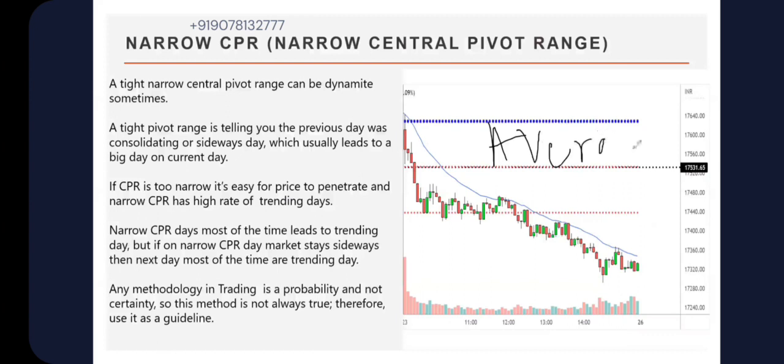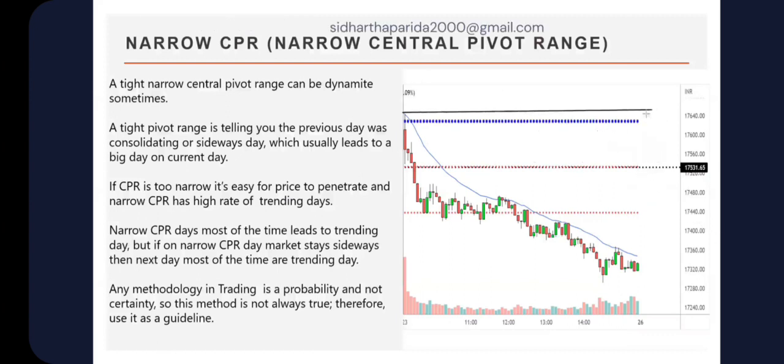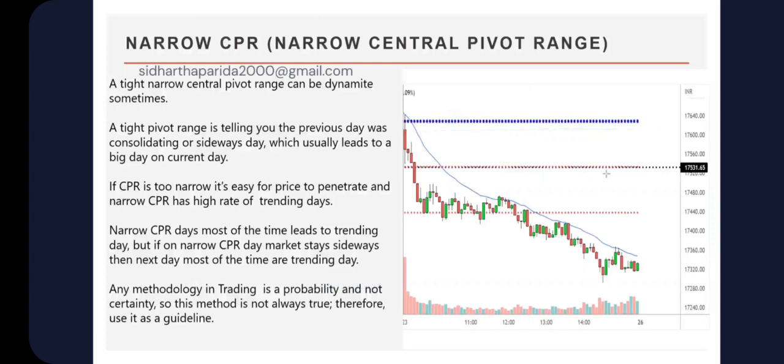What is average CPR? Average CPR falls between narrow CPR and wide CPR. That means it's not too narrow, but average size. So such CPRs are average CPR. It will be bigger than narrow, lesser than wide CPR. So that is average CPR. That also you see many times in the market. But with average CPR it is difficult to say trending or sideways. But narrow CPR most of the time is trending, wide CPR most of the time sideways or reversal days.